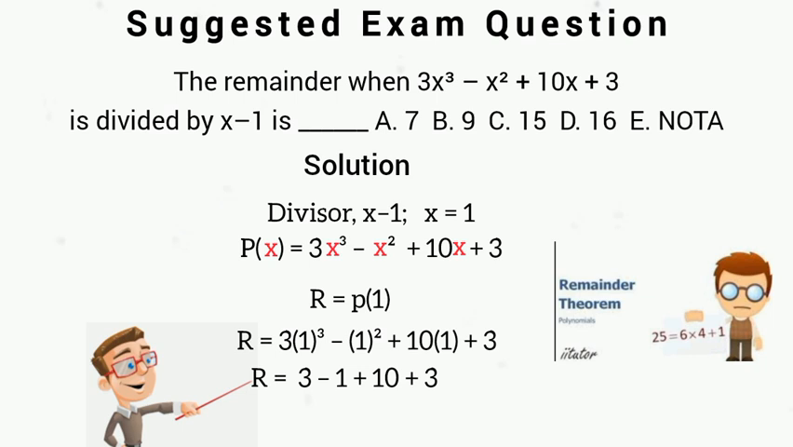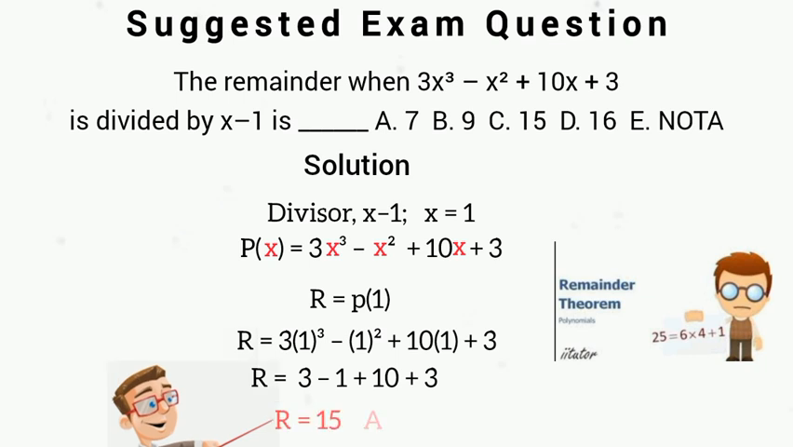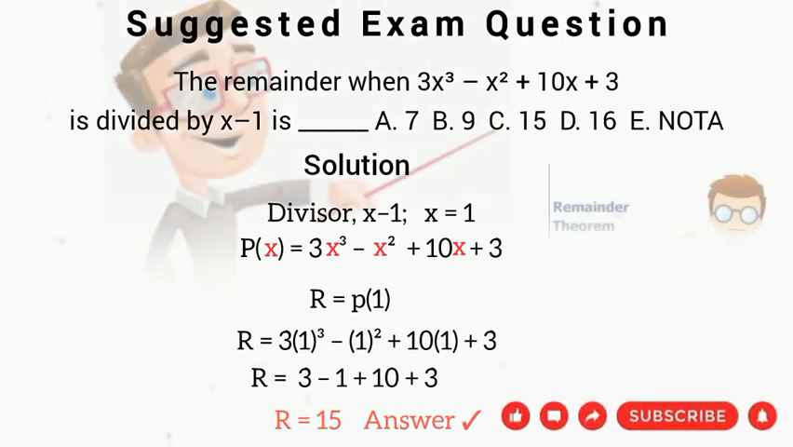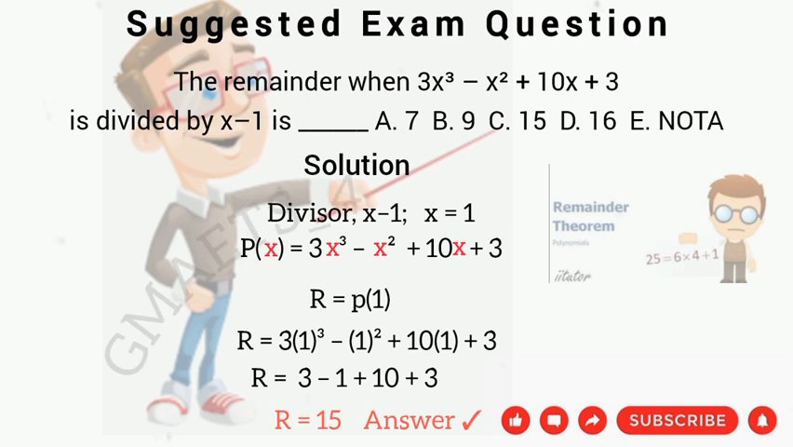Therefore, the remainder, when we divide 3x raised to the power of 3 minus x to the power of 2 plus 10x plus 3 by x minus 1, what we would get will be 15. And so guys, our answer is that remainder is equal to 15 when we divide that given polynomial by x minus 1.